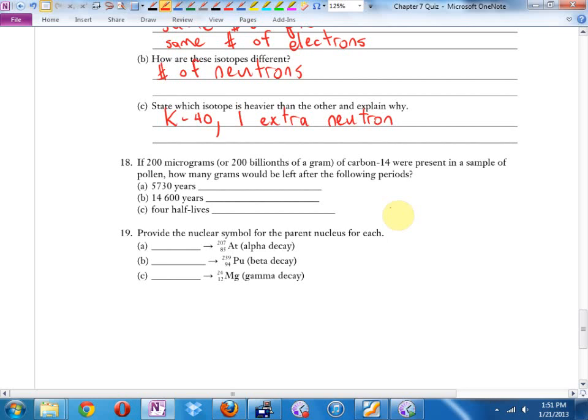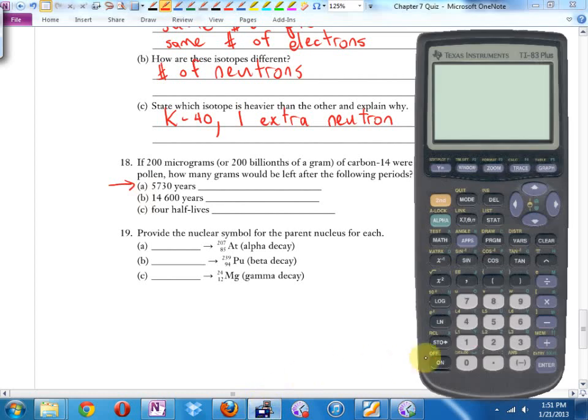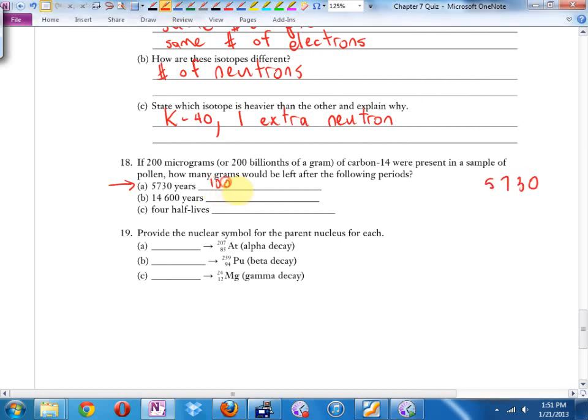Some half-life questions. Number 18. If 200 micrograms were present in a sample of pollen, how many grams would be left after the following periods? Now we're talking carbon-14. What's the half-life of carbon-14? 5,730. So how many half-lives is A? 1. So take 200 and either times by a half or divide by 2 once. There would be 100 grams left.